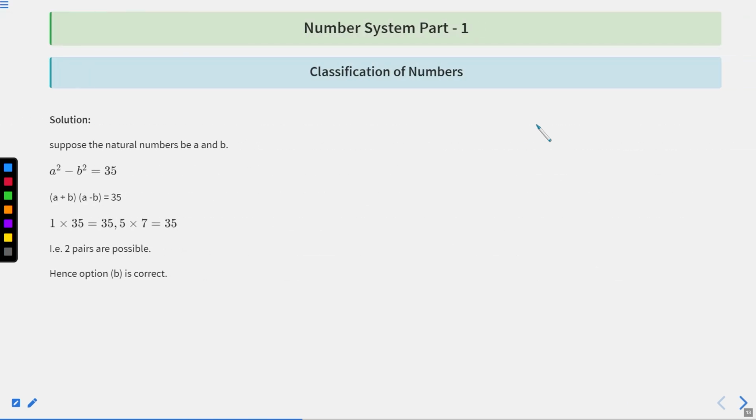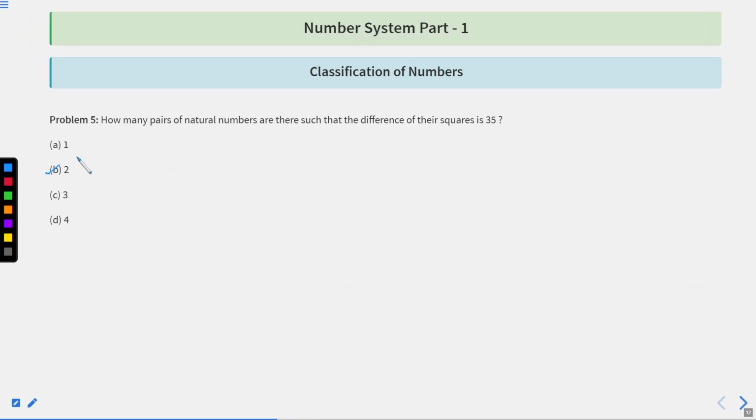Let's see how we do it. Suppose we have natural numbers a and b, and I want the difference of their squares, a square minus b square, to be equal to 35. And you know, a square minus b square is equal to a plus b times a minus b. So that turns out to be 35. What possibilities do we have for this case? 1 into 35 and 5 into 7. So 2 pairs are possible. Hence, which option is correct? Option number B.